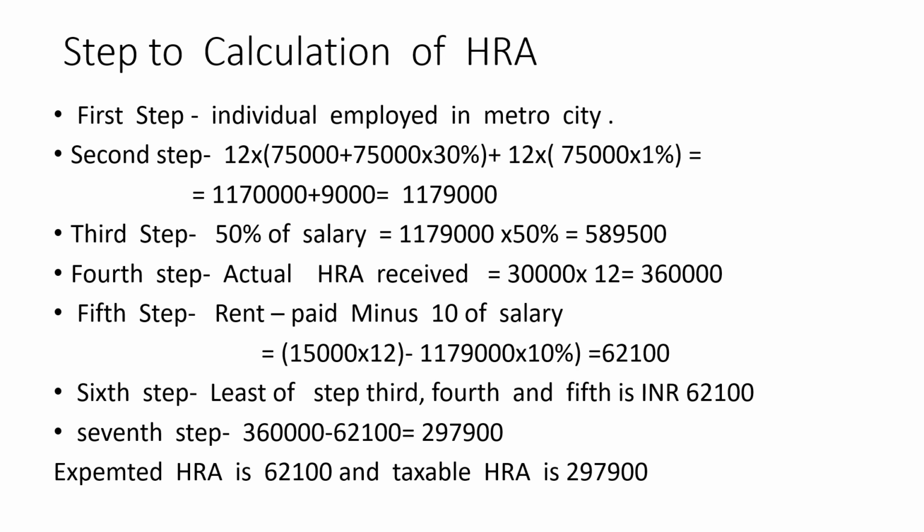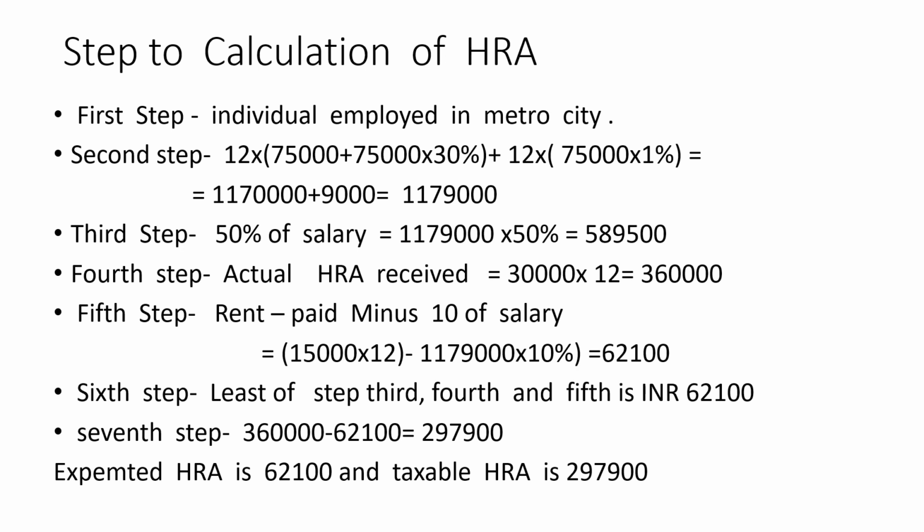In the sixth step we have to find the least of the following, meaning step three, step four and step five. So what is the least of the following? 5,89,500, 3 lakh 60,000 and 62,100. So the least is 62,100. So this amount will be exempted. 62,100 will be exempted. So how much amount will be taxable?